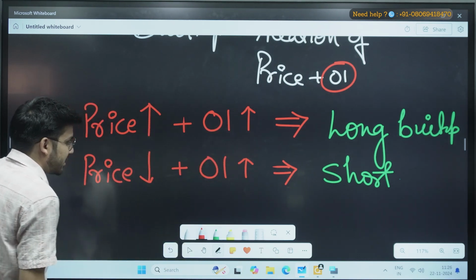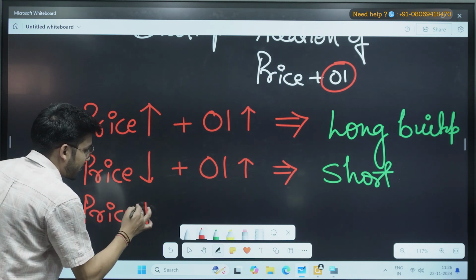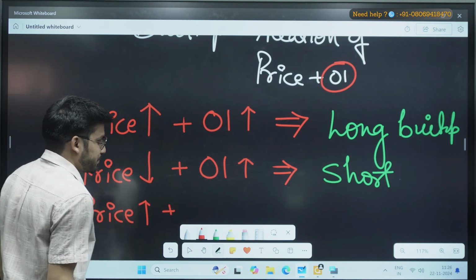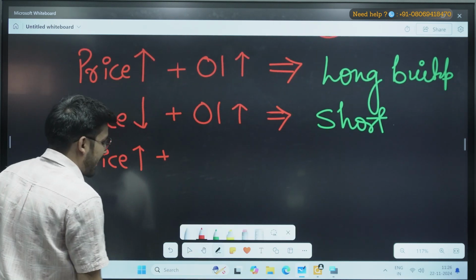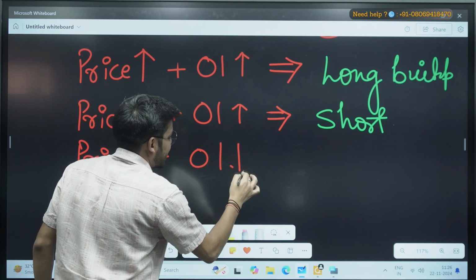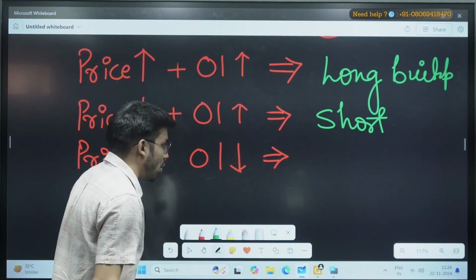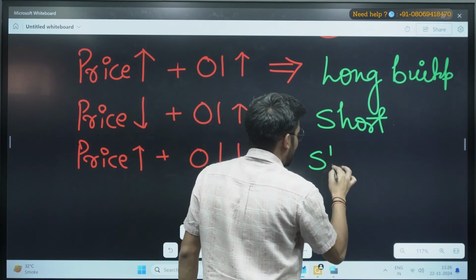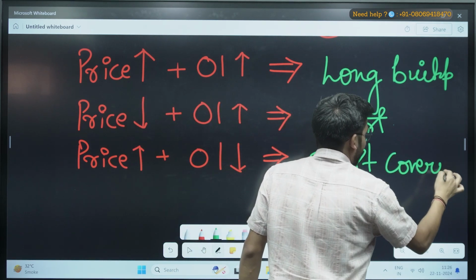Then there is a third condition. Suppose my price is increasing, and at the same time, let me scroll it a little bit. If my price is increasing and at the same time my open interest is decreasing, what will it mean? It means there is a short covering in the market. So this will mean the short covering.